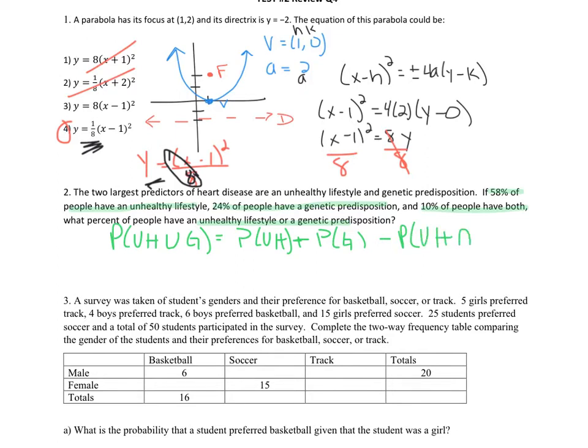So UH and G. Okay, so the probability of unhealthy lifestyle is 0.58. You always want to change your percents into decimals. The probability of a genetic predisposition is 0.24, and the probability of both is 0.10. Plugging that into your calculator, you'll get a decimal of 0.72. They want a percent, so we're just going to change that back to a percent, so 72%.